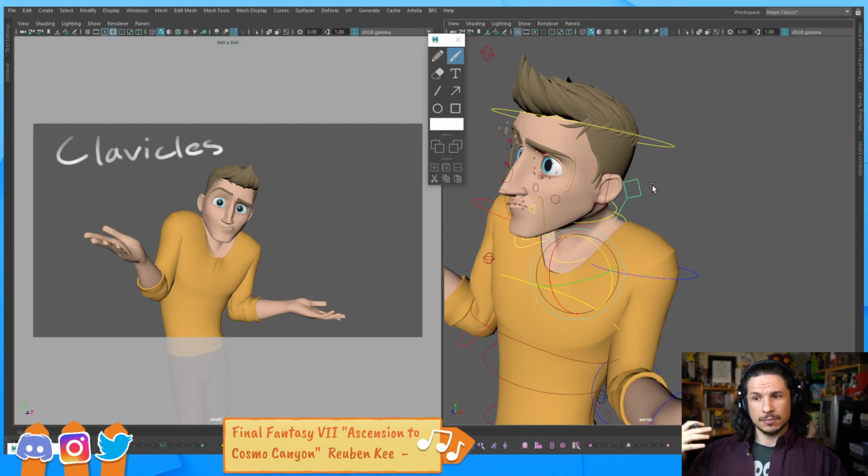So, clavicles. They are very important. They connect our entire arm to our body, and that pivot point of the clavicle right at the sternum here in the center is extremely, extremely important.